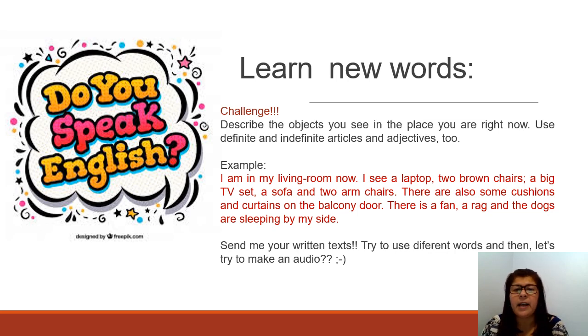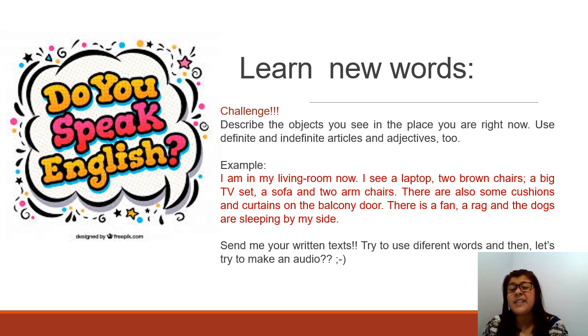So I have an example. I am in my living room now. I see a laptop, two brown chairs, a big sofa, and two armchairs. There are also some cushions and curtains on the balcony door. There is a fan, a rug, and the dogs are sleeping by my side. So this is a description of where I am now.